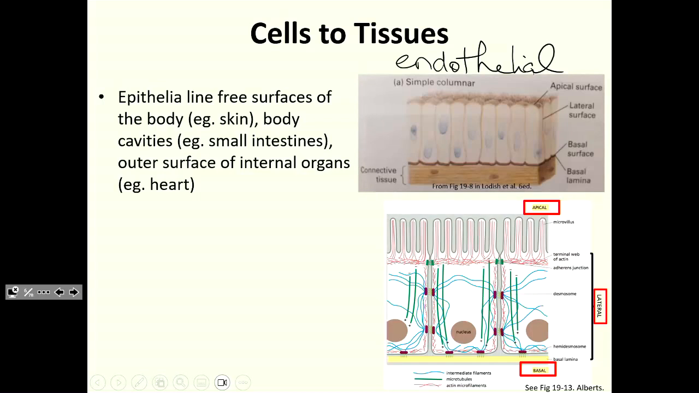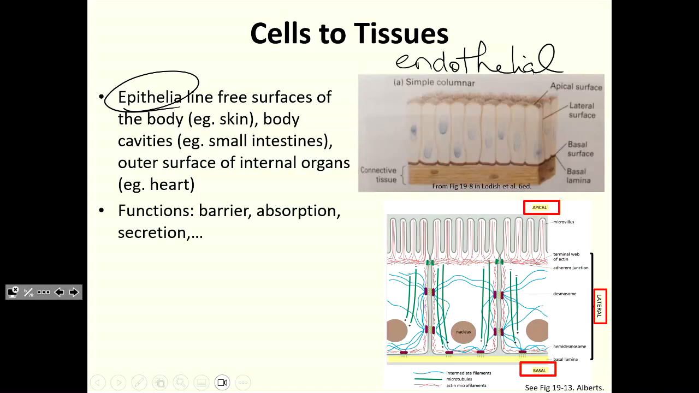So you know about enterocytes, the epithelial cells of the intestines, and endothelial cells, the epithelial cells of the blood vessels. Also skin, body cavities, etc. That's what we mean by epithelia. That's the first word to add to your vocabulary if necessary. What do epithelia do? A whole bunch of different things.